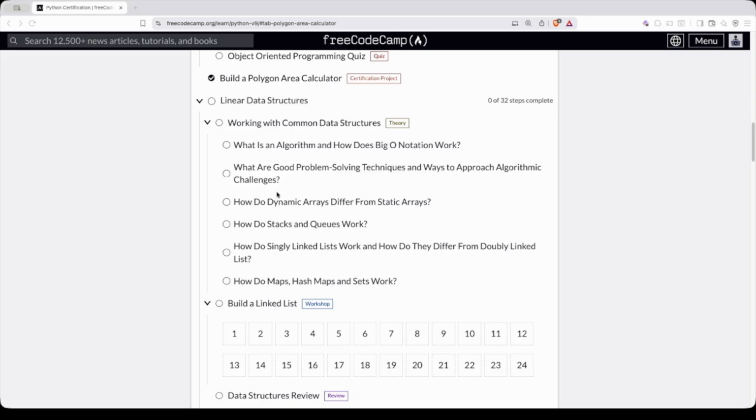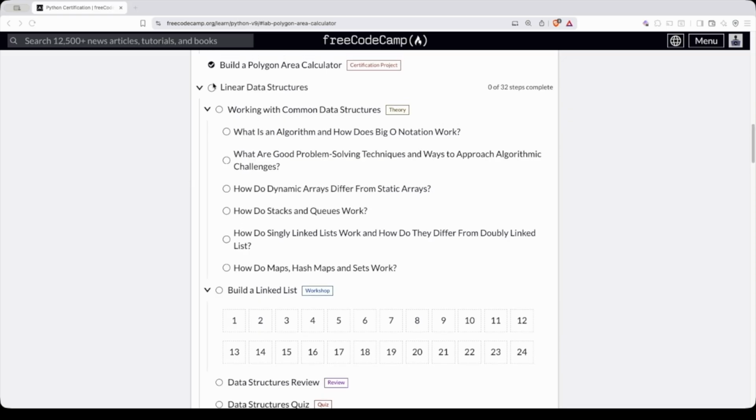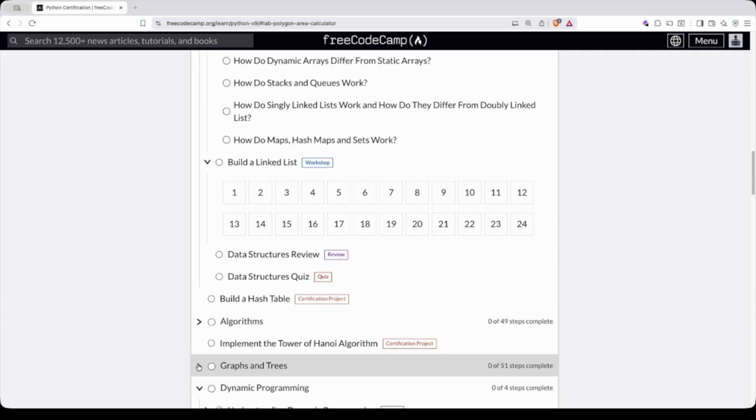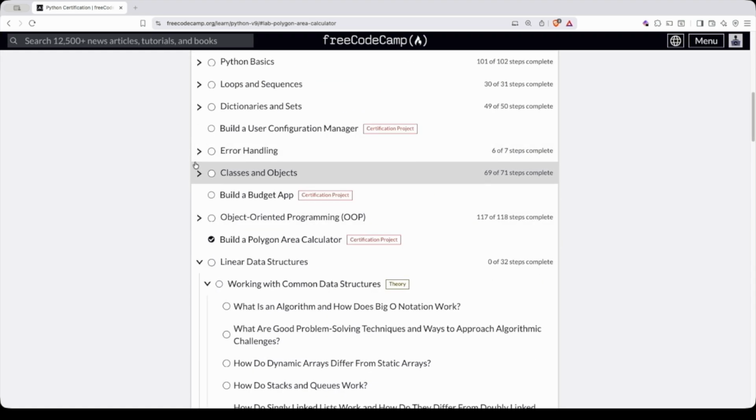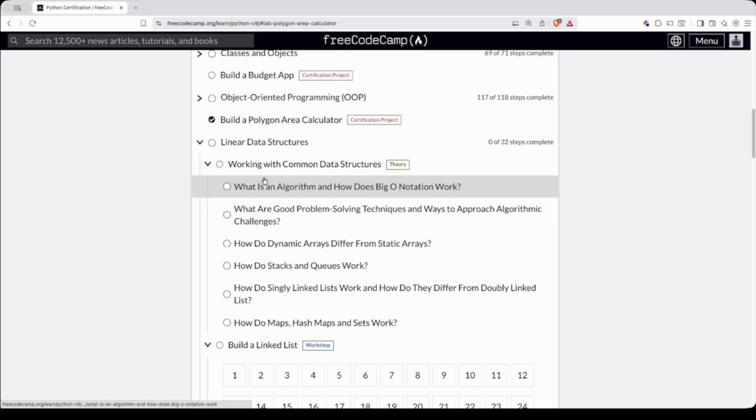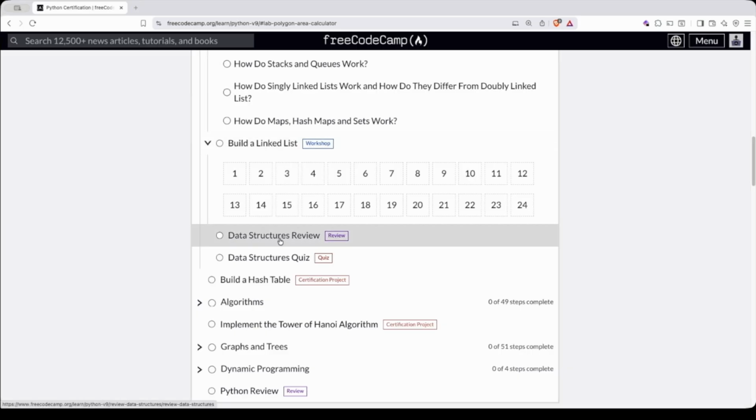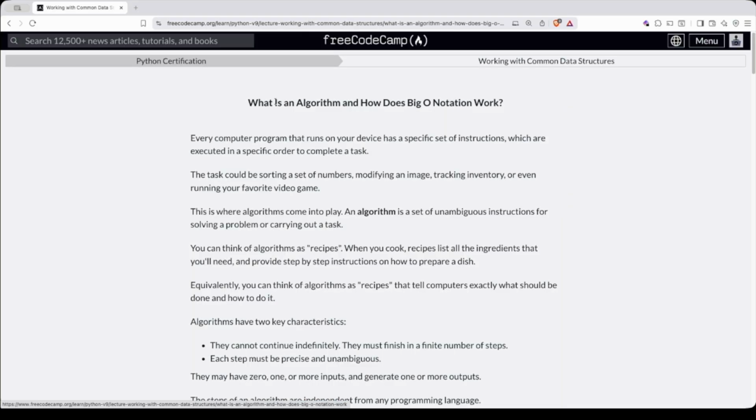Today we're going to go through these first 3 theory sections, and then we'll do the next 3 tomorrow. And then the day after that, we will do our linked list workshop. It's a relatively short section here on linear. Let's collapse all this down. So basically 3 of these: our workshop, no lab, review quiz, and certification project. So let's get started with what is an algorithm and how does big O notation work.